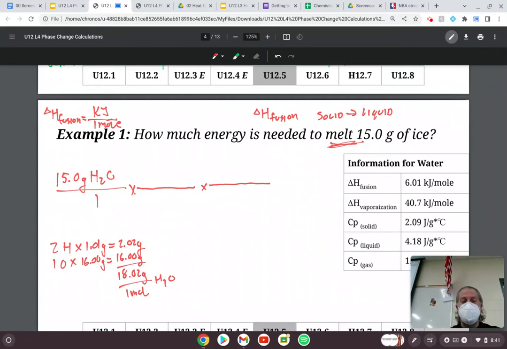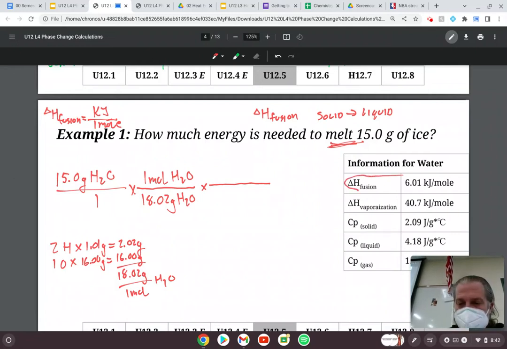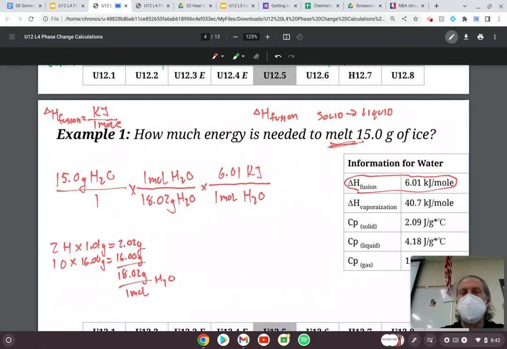So now I'm going to take that relationship and convert grams of water to moles of water, which means I'm going to put the 18.02 grams of water on the bottom and the 1 mole of water on the top. And again, because we're going through the phase change of melting, we're going to use delta H, the heat of fusion. And it just said that that's kilojoules per mole. So I'm going to put 1 mole of water on the bottom, and I'm going to put 6.01 kilojoules on top.